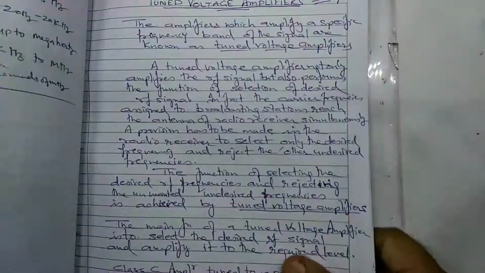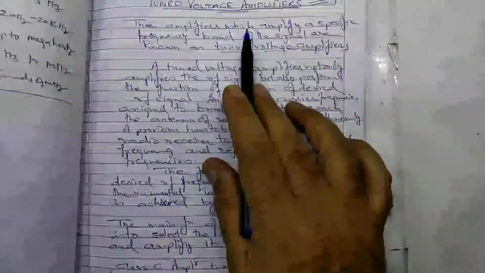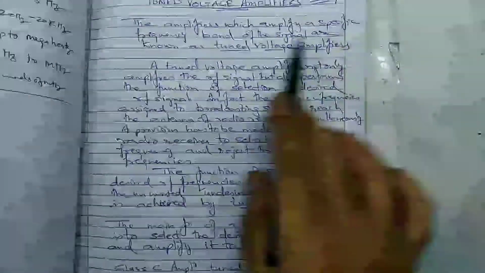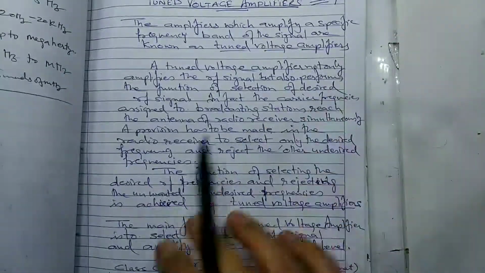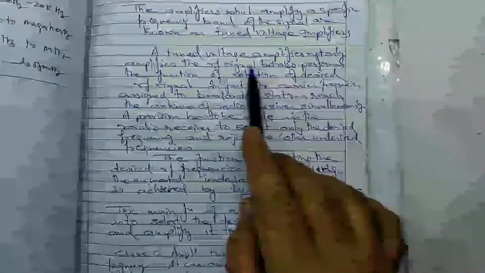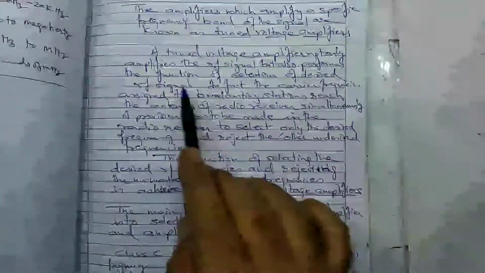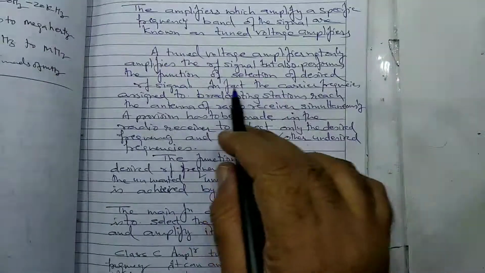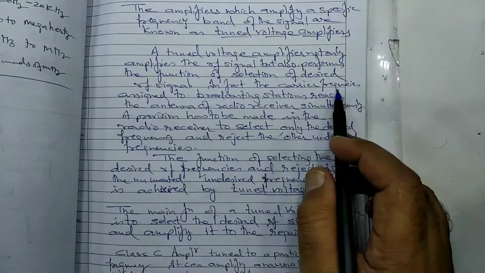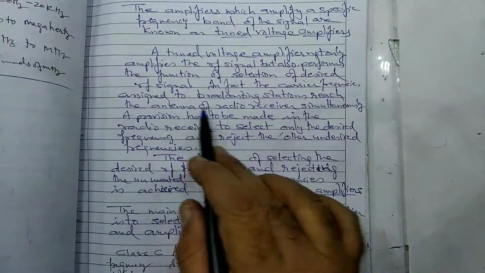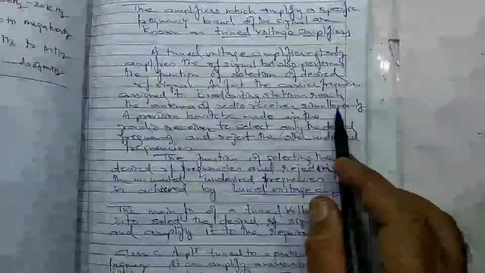What are tuned voltage amplifiers? The amplifiers which amplify a specific frequency band of signal are known as tuned voltage amplifiers. A tuned voltage amplifier not only amplifies the RF signal but also performs the function of selection of the desired RF signal. In fact, the carrier frequencies assigned to broadcasting stations reach the antenna of a radio receiver simultaneously.